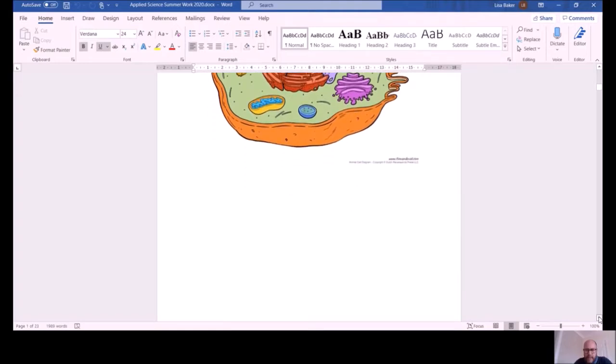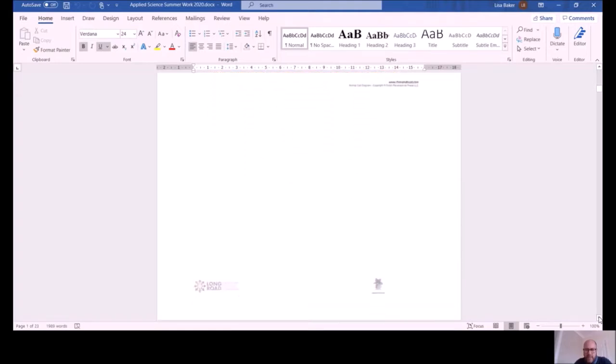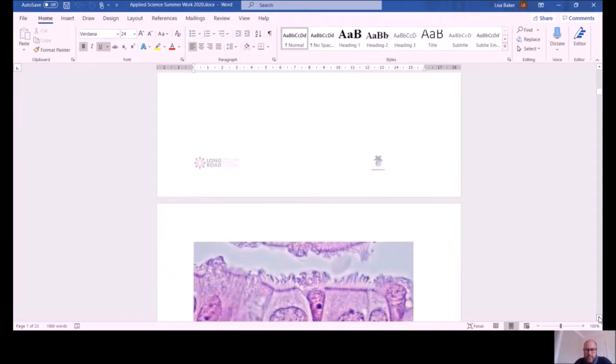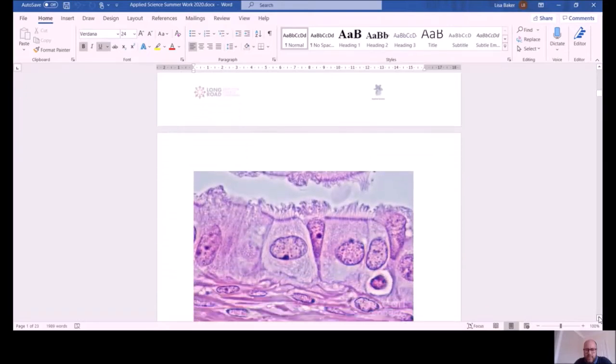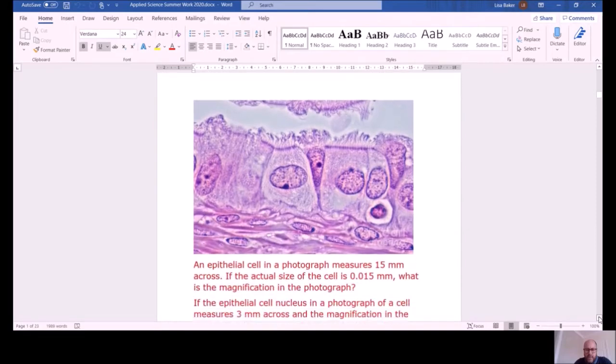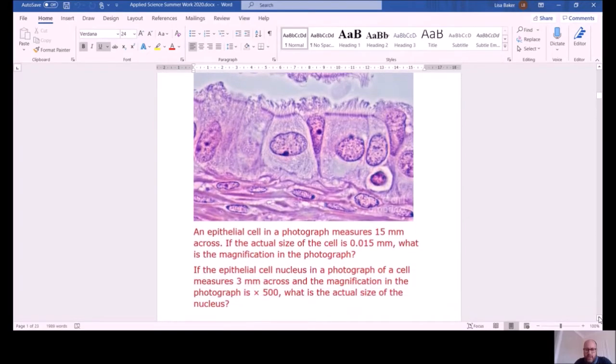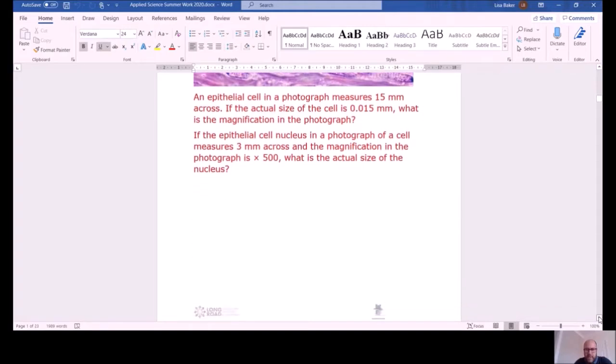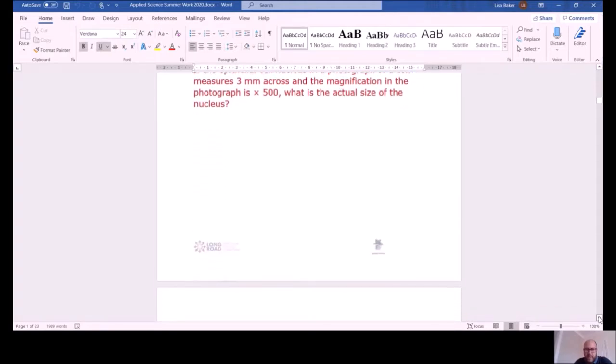Go to the next activity. Okay, so here we have an electron micrograph. So you've got a couple of questions to do with magnification. So again, that's going to be using some of your maths that you've learned at GCSE level.